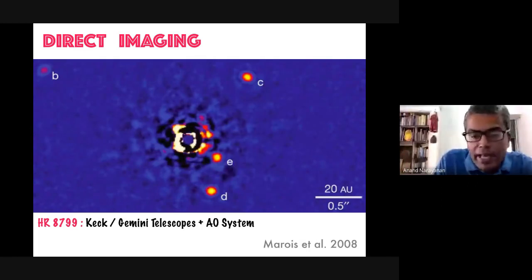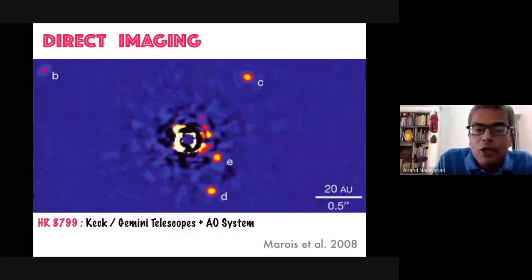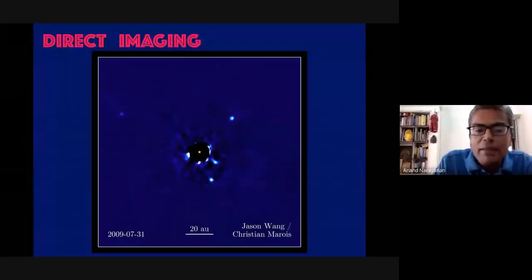If there was a planet that was very close to the star in this image, it would be very difficult to see it because, as I mentioned in the beginning of the presentation, the light from the star will be so high that the planet will be lost in the glare of the star. Only planets that are far away can be seen through this technique called direct imaging, where we actually see the exoplanet.